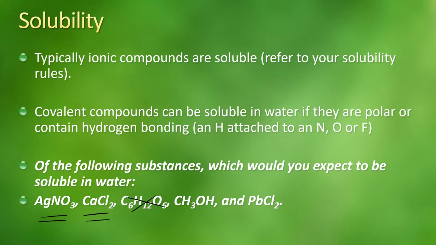C6H12O6, that's sugar. That's going to be a covalent compound that is not soluble in water. CH3OH, that's methanol. Yet again, a covalent organic substance, also not very likely to dissolve in water. Our last one here, PbCl2, we have to be a little careful with. This is an ionic compound, but remember lead is one of our exceptions to our solubility rules. This is actually going to be insoluble due to that lead ion.